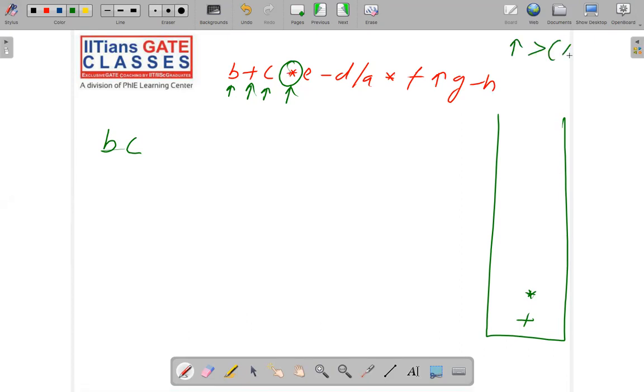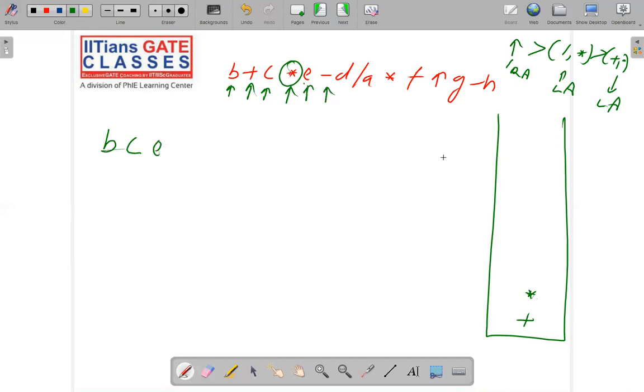It is given that this one has the highest priority. Then these two have the same priority, and then these two have the same priority. It is given plus, minus, and this is right associative. This is left associative, and this is also left associative. Okay, so you push star. Now we are on E. E is an operand, so we print it.